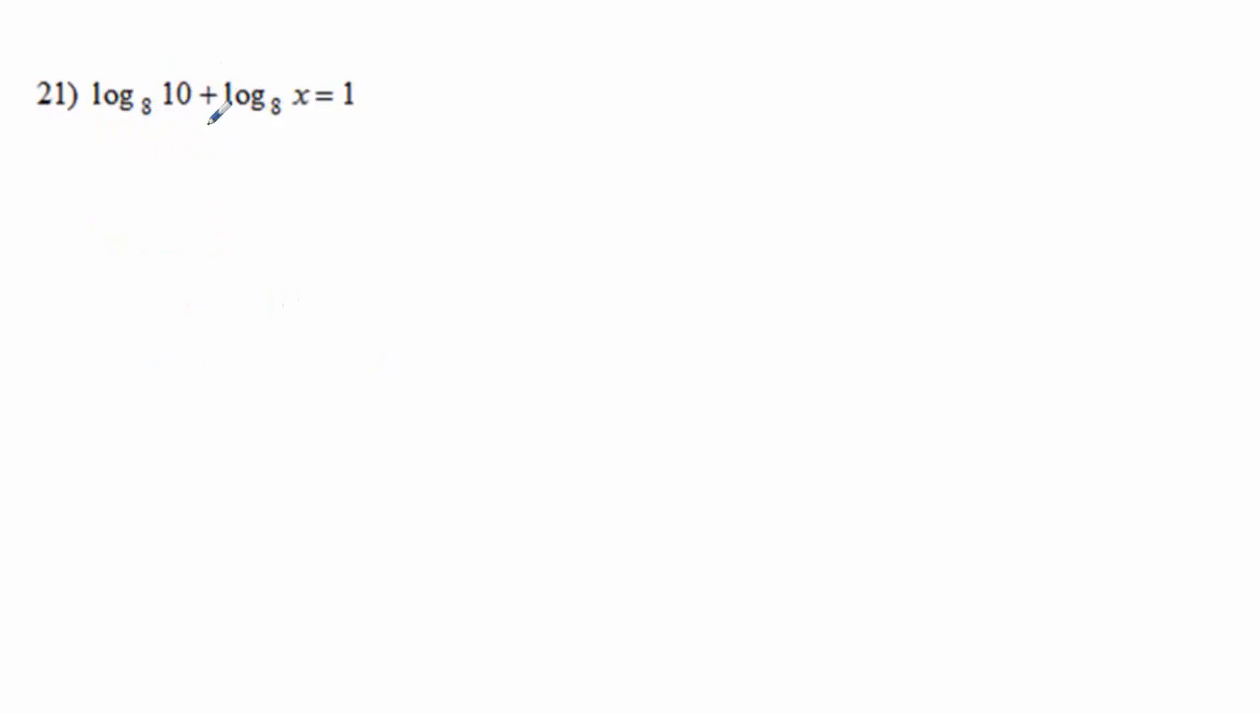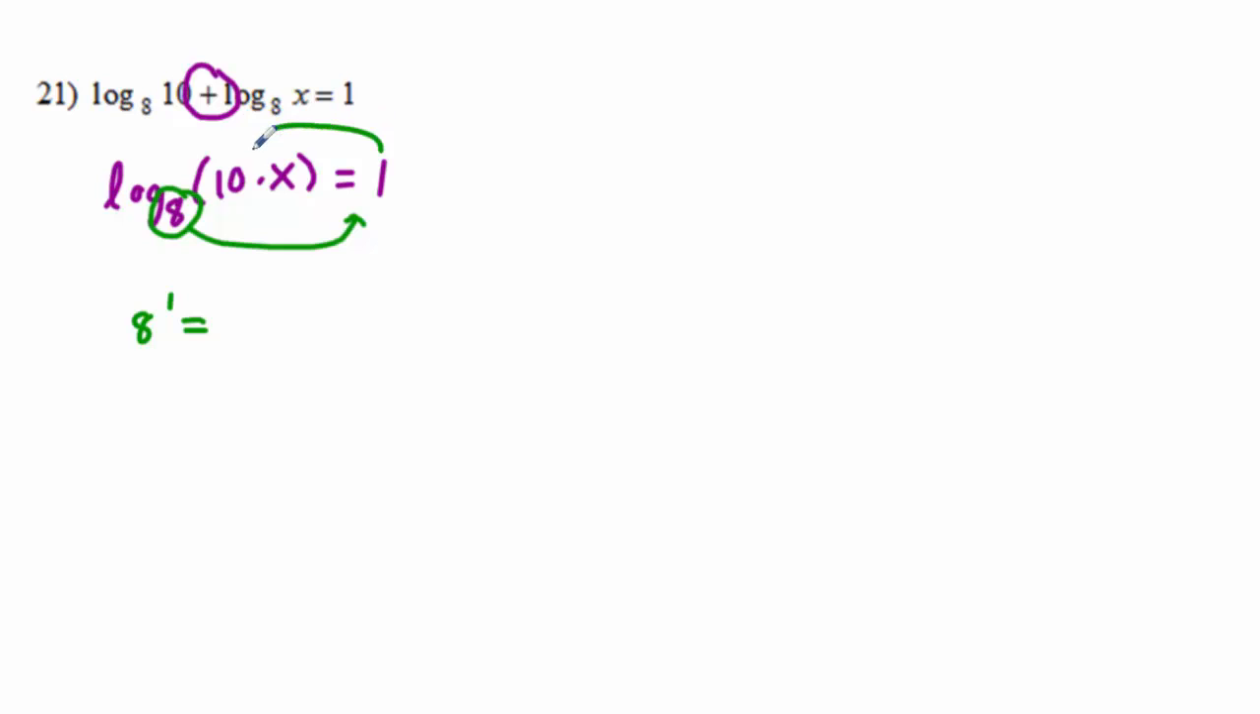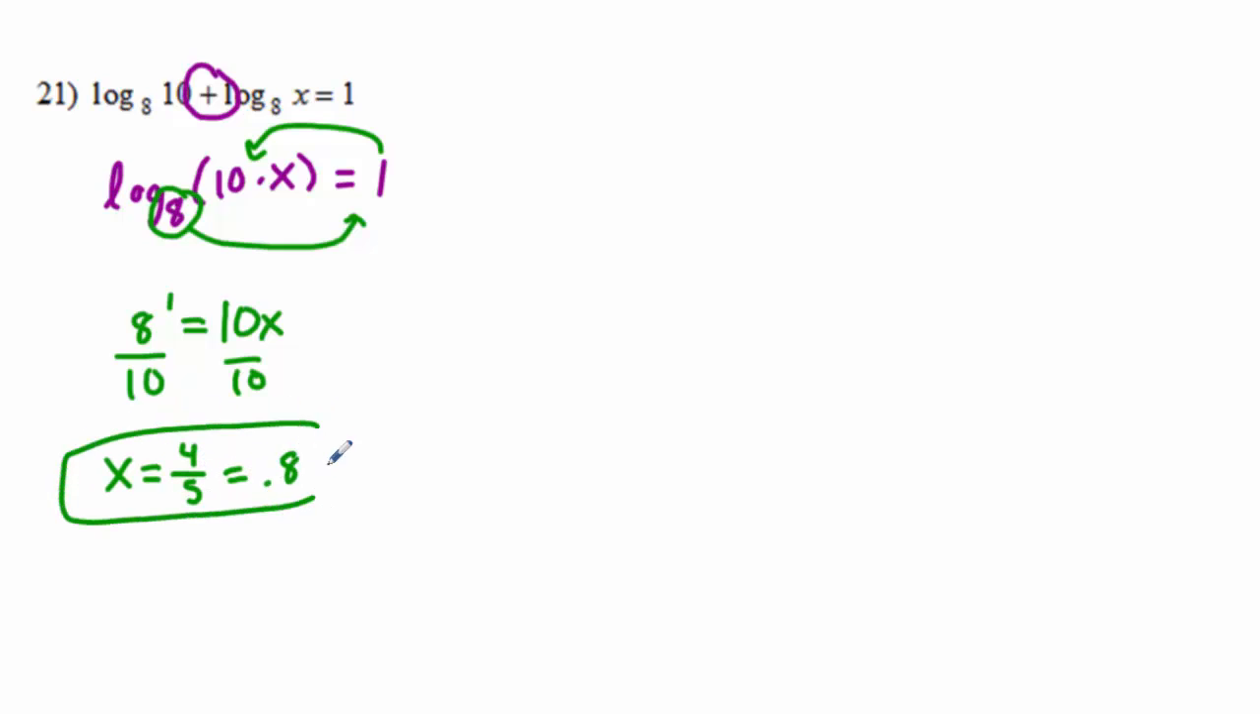We have to look at this and say I have too many logarithms, and so because I'm adding between them, I can combine them into a single logarithm. A plus changes to multiplication, a minus would change it to division, which happens on the next problem. So now that I have a single logarithm, I can rewrite this in exponential form. 8 to the first equals 10x. I can divide both sides by 10. And x is 8 to the first is just 8. So this is 4/5, or if you typed it into the calculator, you'd get 0.8.